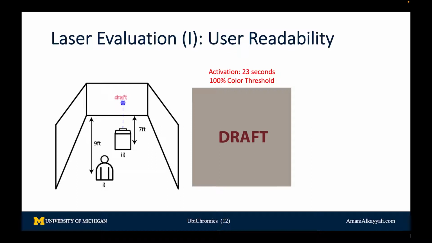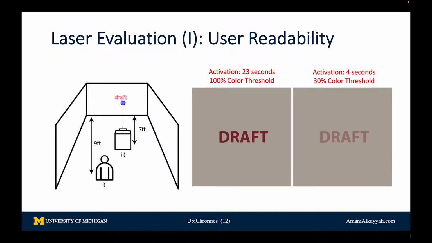So at 23 seconds, once all participants were able to correctly and confidently read the words, there was a 100% color threshold. After 4 seconds, this color threshold was only 30%. And so we use this 30% as the minimum color for our system. This means that once a display has faded down to 30%, the light source would have to go back and project the display for it to get darker again.